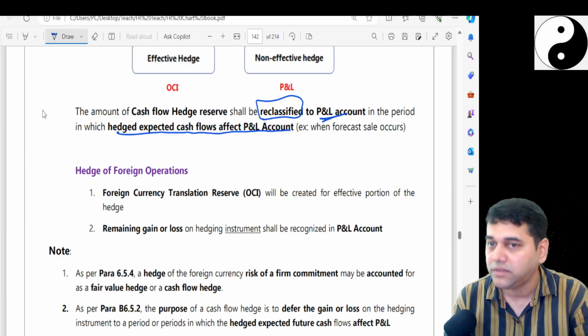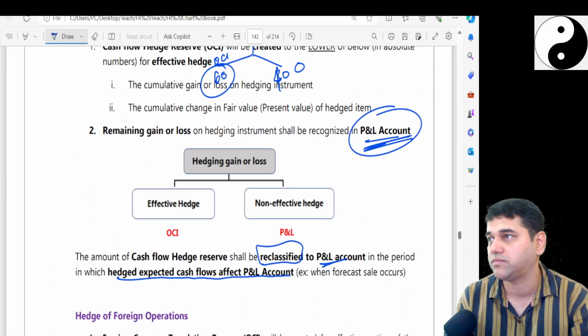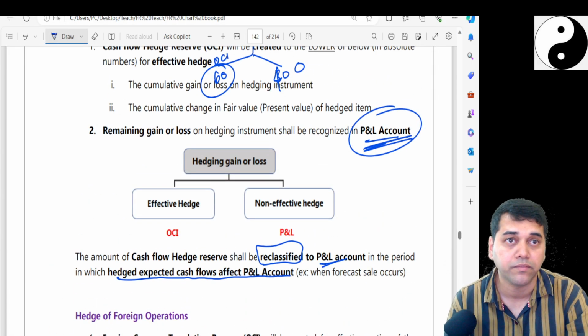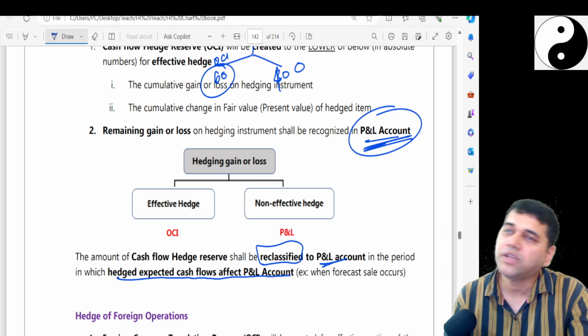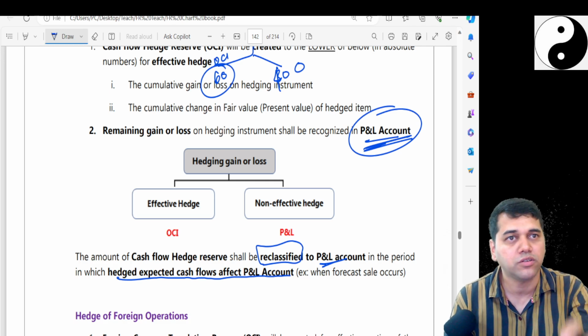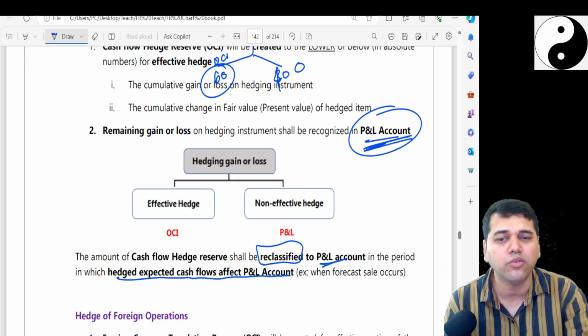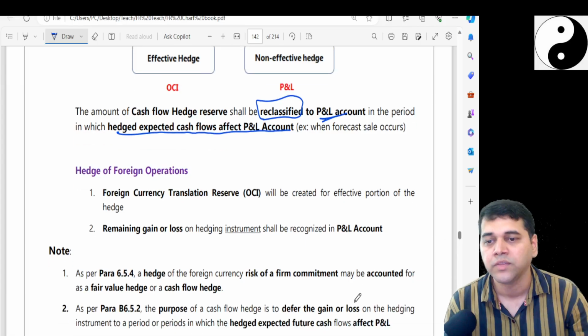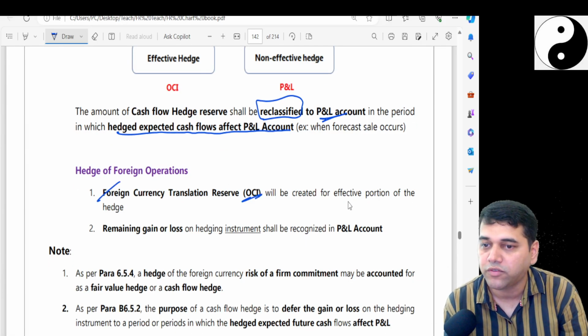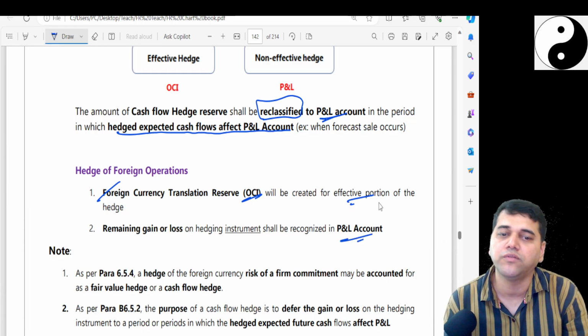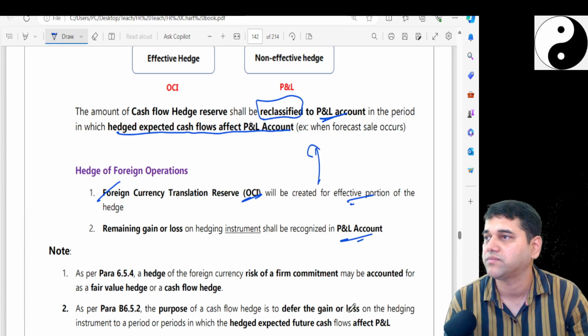Based on this, there is one question in the MTP. We are not going to talk about that, because it is not included in your study material. You can practice it later; I will share the solution, and you can go in a similar fashion. For foreign operation, a foreign currency translation reserve will be created for the effective portion. The remaining portion will go to the P&L account, same as cash flow hedge.